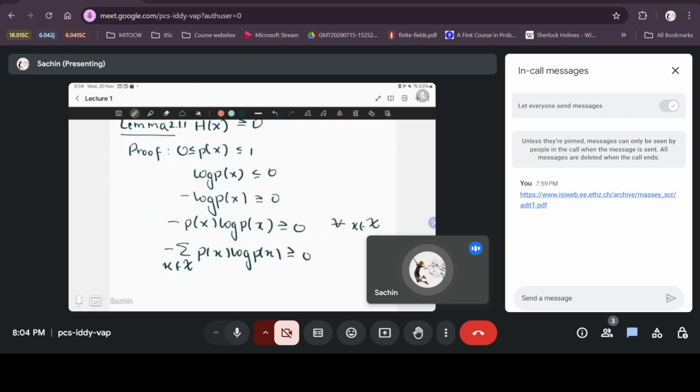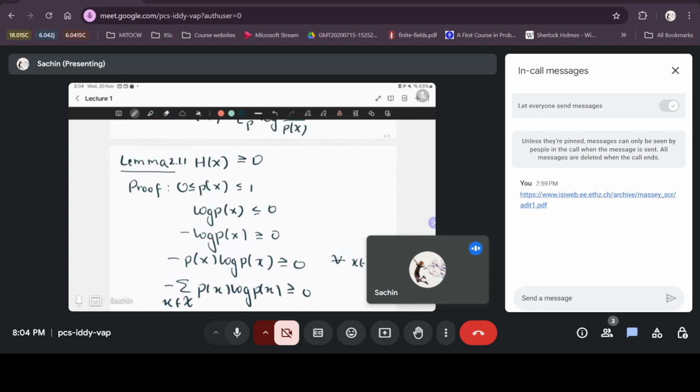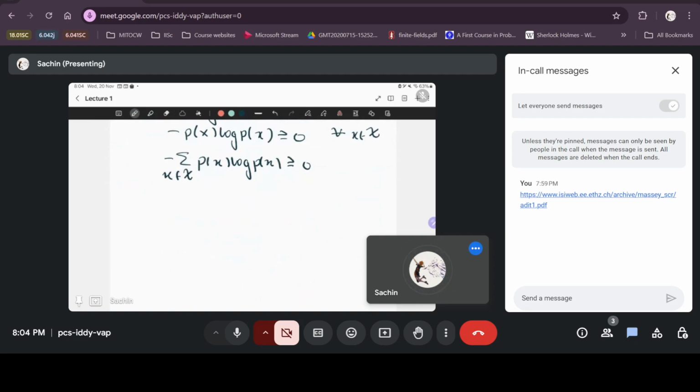So it doesn't make any sense to say that the average length of the shortest code word or shortest description is a negative quantity, right? You need at least 1 bit to represent any type of information. It doesn't make sense to say that you can represent information with minus 1 bits or something. And that's the first lemma.